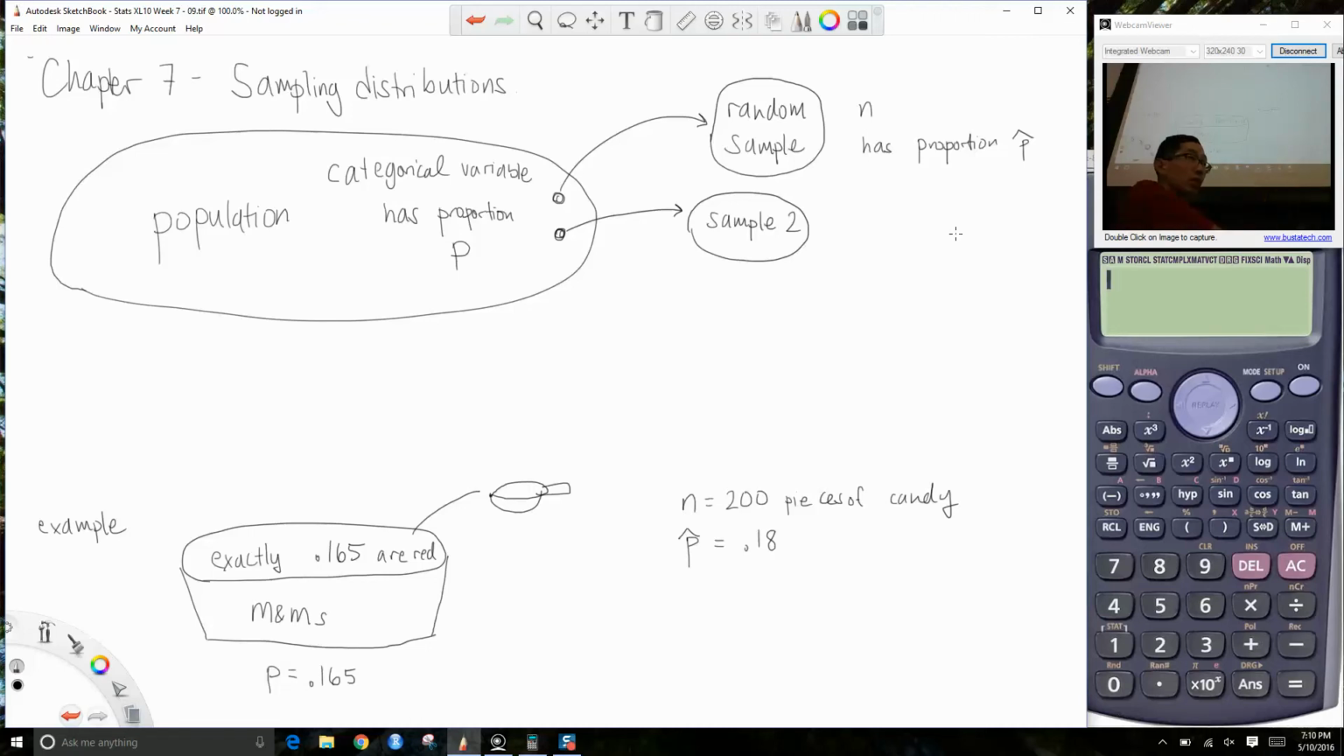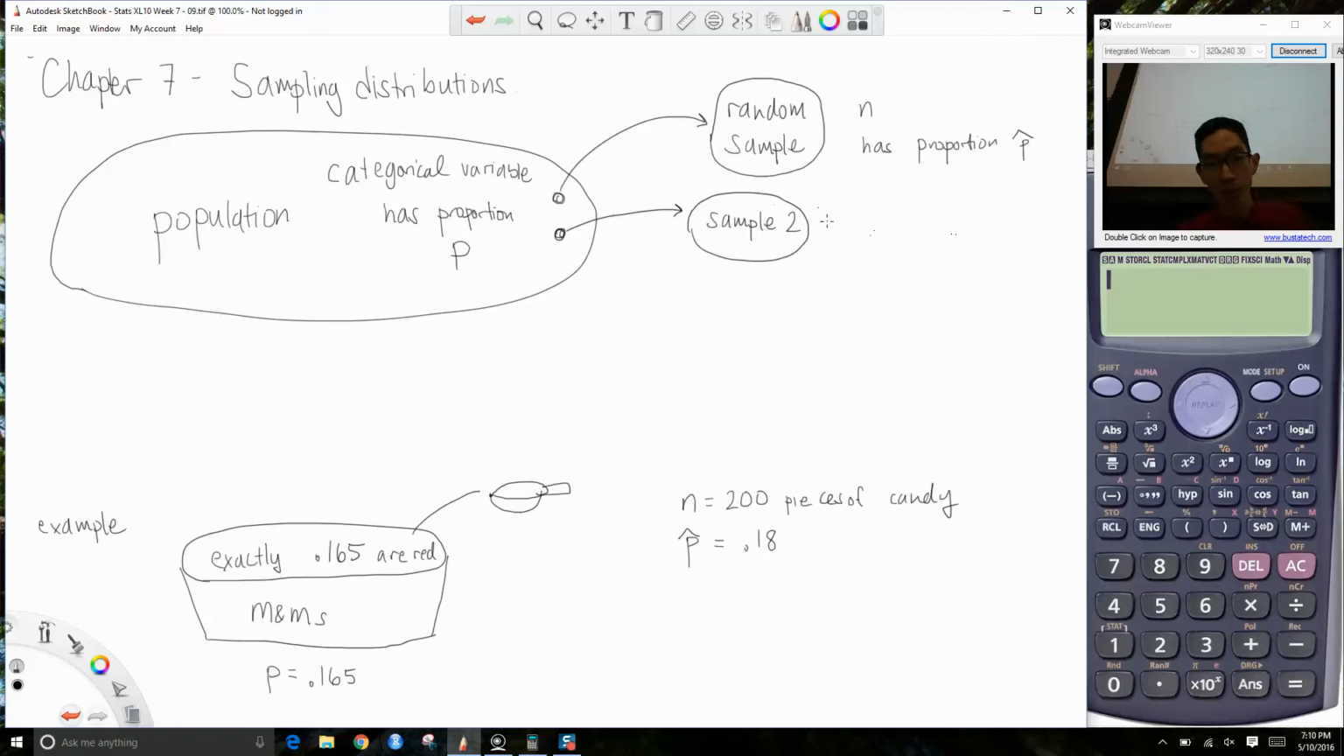So when I draw a sample out of this, I could get some more red candies, or I could get fewer. It's possible that a random sample, like a small sample, could end up being entirely red or something like that. So the sample proportion could be something different, okay?